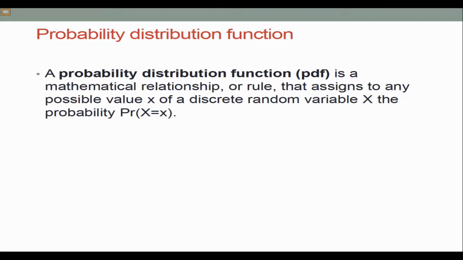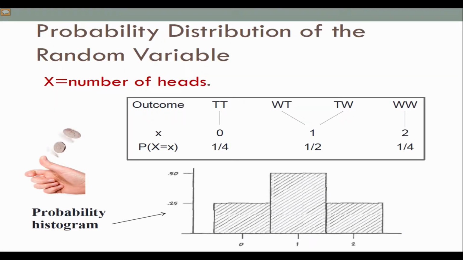So after we link the outcome with the value for the random variable, what is a probability distribution function? A probability distribution function is a mathematical relationship or rule we assign to any possible value x of a discrete random variable X: the probability of capital X equals a specific value, small x. Next, we're going to introduce a rule to assign each possible value of the random variable X its probability.